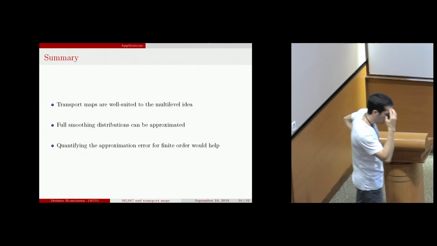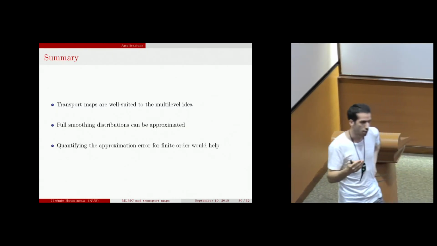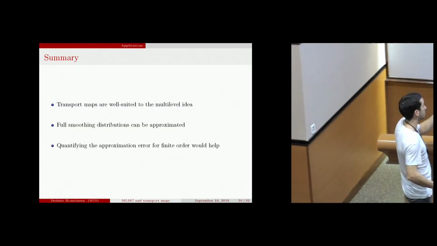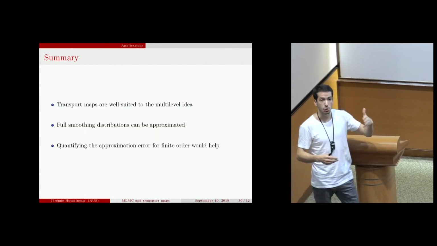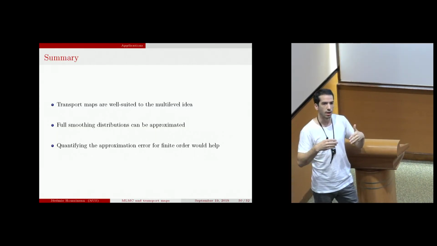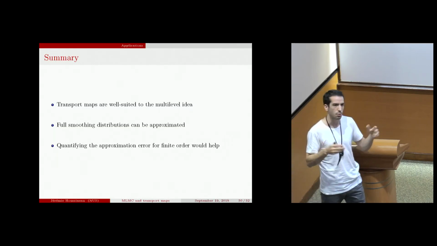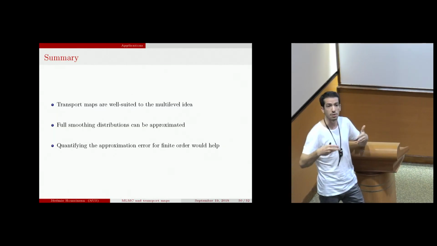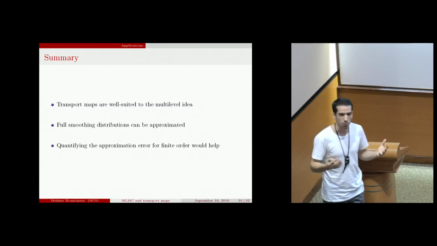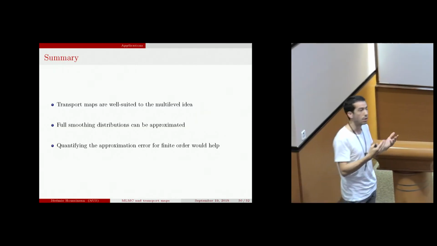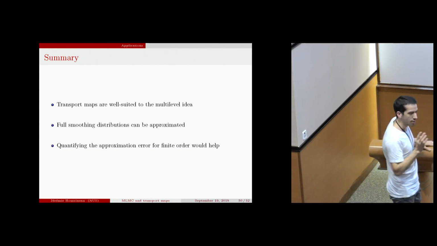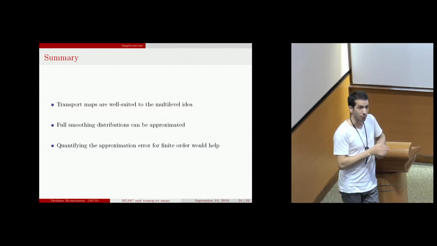And what would be nice is to actually be able to quantify the error we make when we have a finite order approximation of the map. And we could use this directly in the multi-level ideas and have, for instance, a sort of multi-index where we control not only the level, but also the degree of approximation of the maps. But for this, we need to have some theoretical understanding of the error for a given level of approximation.